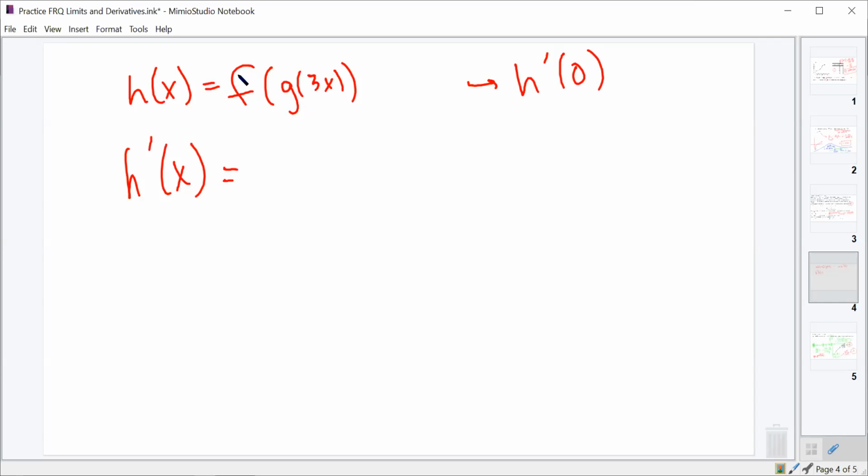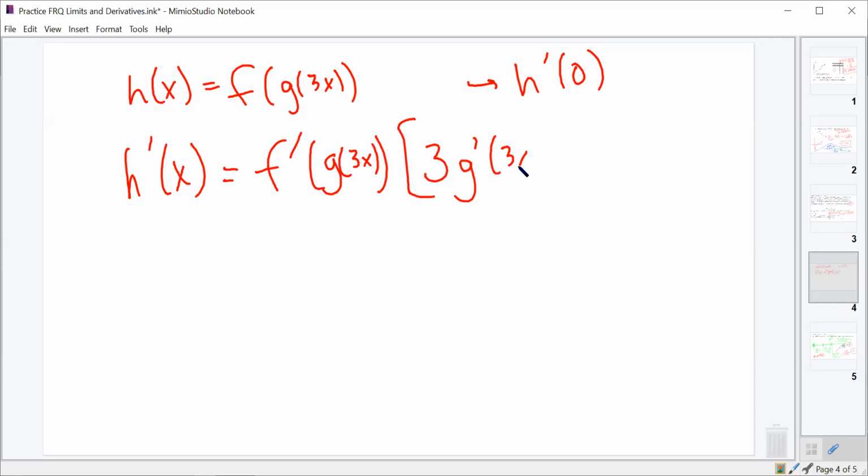Is the outer function f of u, or is the outer function g of 3x? F of u. So what's the derivative of that? That should just be f prime, and we evaluate that at g of 3x. And then we have to multiply by the derivative of g of 3x. So what's the derivative of g of 3x? 3g prime of 3x. Yep, should be 3g prime of 3x.